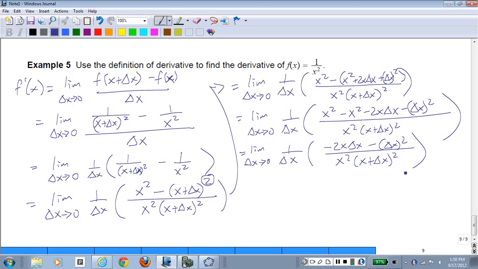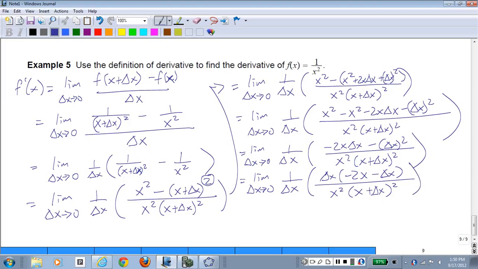Is delta x a factor of every term that's left in the numerator? That's what we need. And it is. So we factor out that delta x, so it's going to be the limit as delta x approaches 0 of 1 over delta x times, let's see, yeah, delta x times negative 2x minus delta x all over x squared times x plus delta x quantity squared. Finally, we can divide out the delta x's. In particular, we can divide out the delta x in the denominator with this delta x in the numerator.